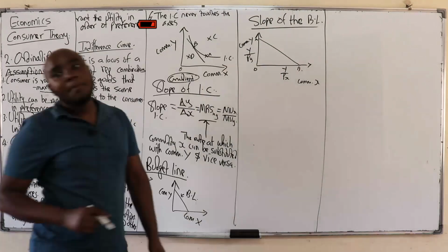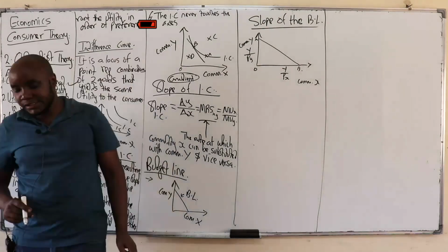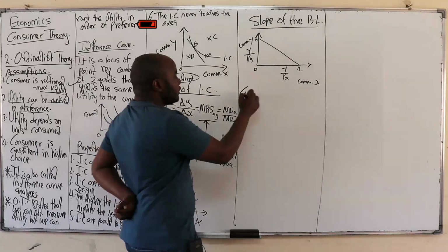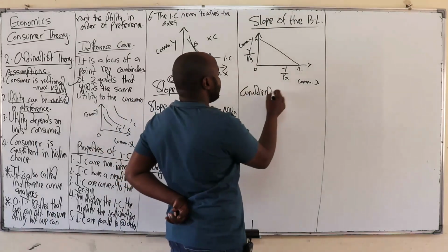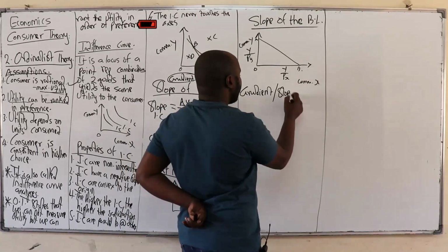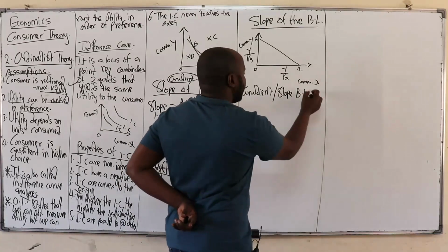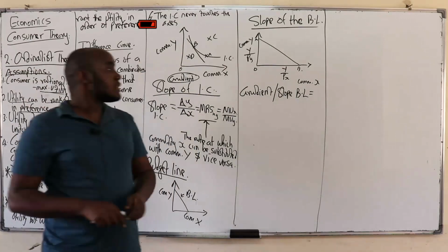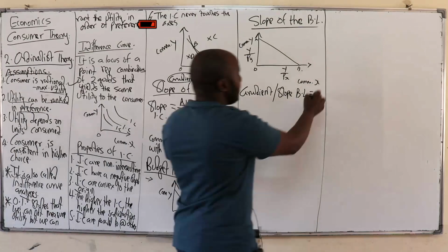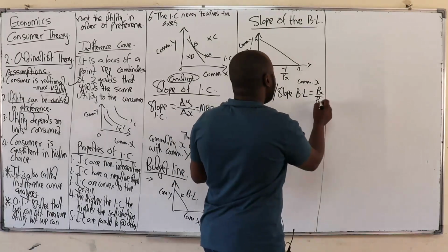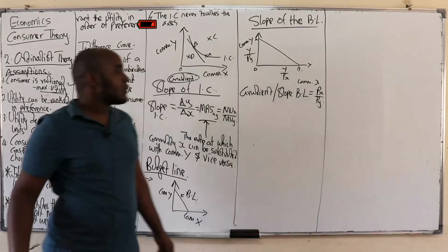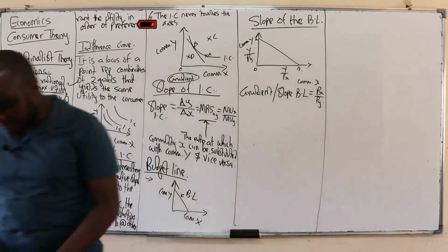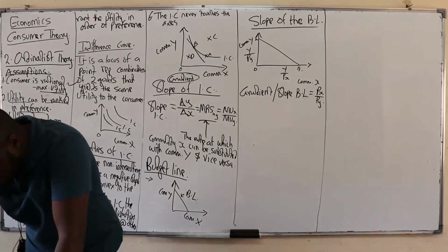So our gradient, which is the slope, will be equal to the price of X in respect to the price of Y: Px divided by Py. That's the slope. That's how we shall find our slope. If the examiner asks you for the slope, you give it like that.